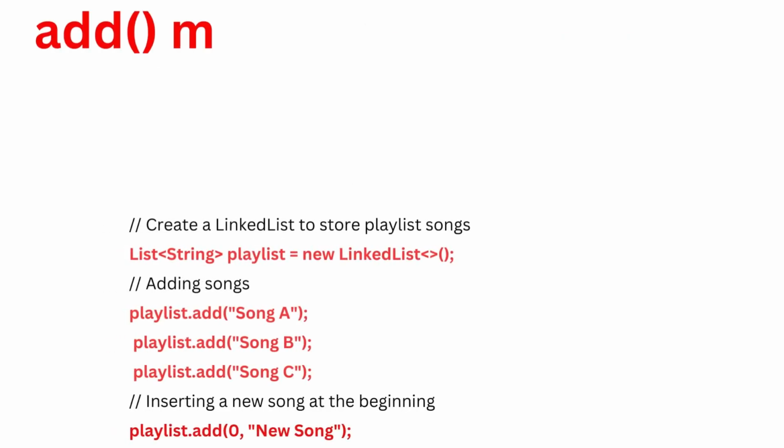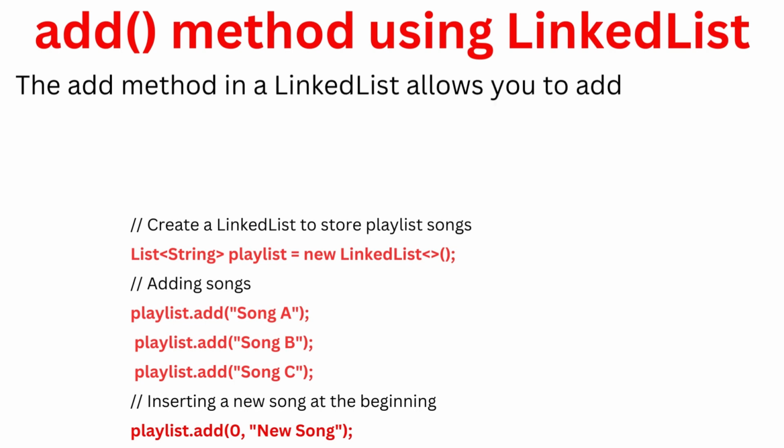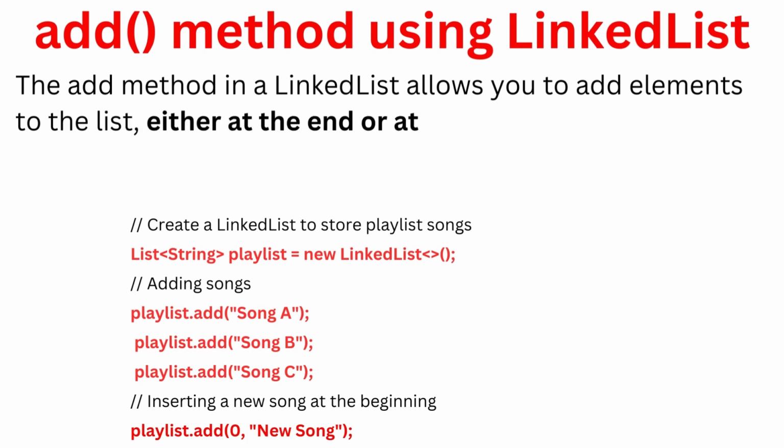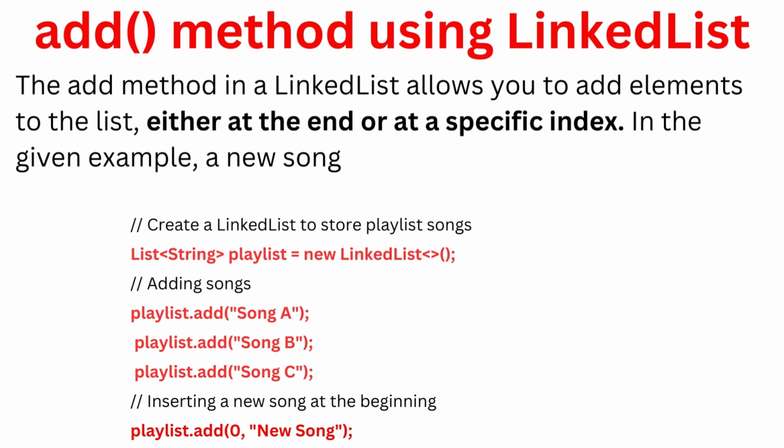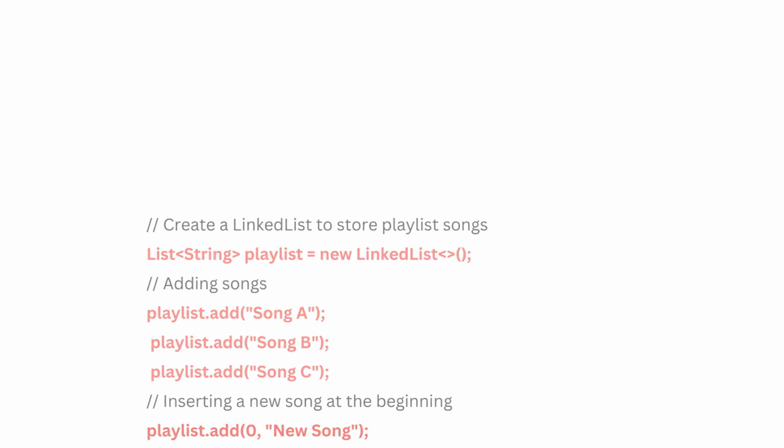Add method using LinkedList. The add method in a LinkedList allows you to add an element to the list either at the end or at a specific index. In the given example, a new song is inserted at the beginning of the playlist using the add method. So you can see the example here by pausing the video.